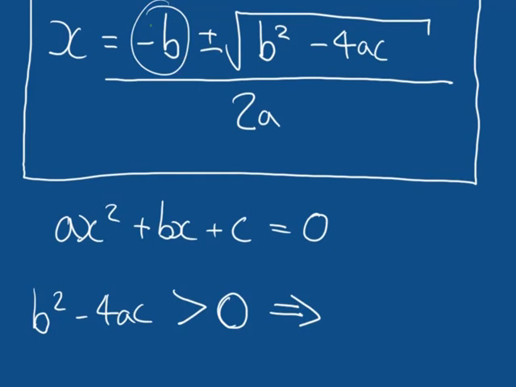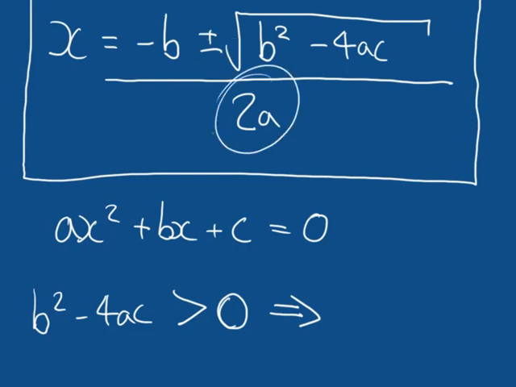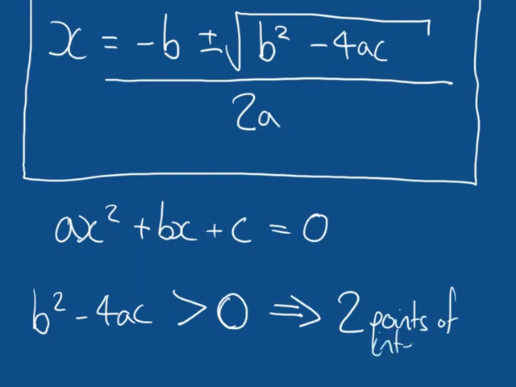One where we'd take minus b, we'd add the square root of that positive number and divide that by 2a. The other where we take minus b, we subtract the square root of that positive number and we divide that by 2a. So when b squared minus 4ac is greater than 0, that is to say when it's a positive number, then we have two points of intersection with our curve and the x-axis, which means we have two solutions.